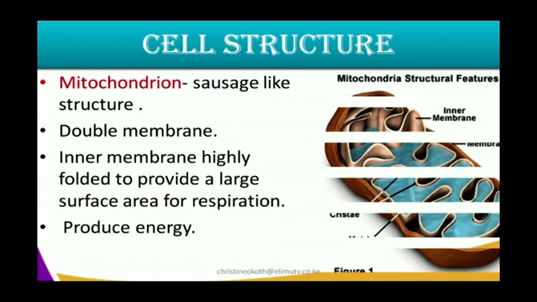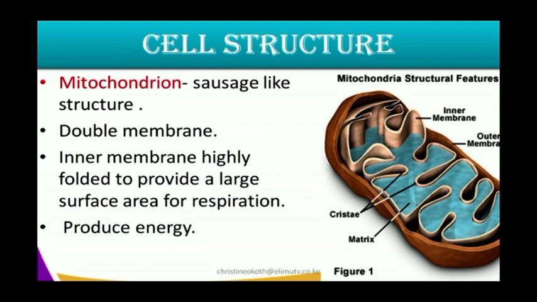The other structure is what we call a mitochondrium, and it is a sausage-like structure. It just looks like a sausage. Then it has two membranes. That's why you say it's a double membrane cell structure. If you look at the illustration there, you have the outermost membrane and you have the innermost membrane. The inner membrane is highly folded into something we call the cristae. Then it has some fluid inside that we call the matrix.